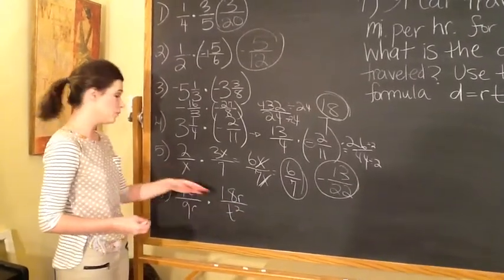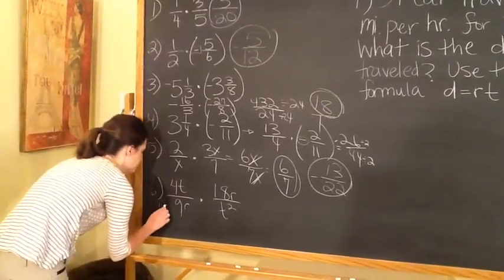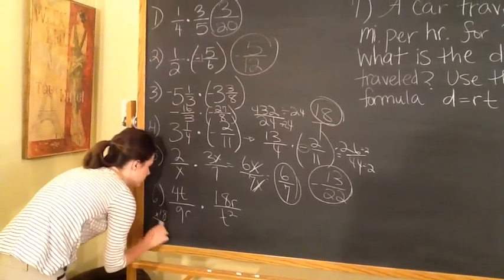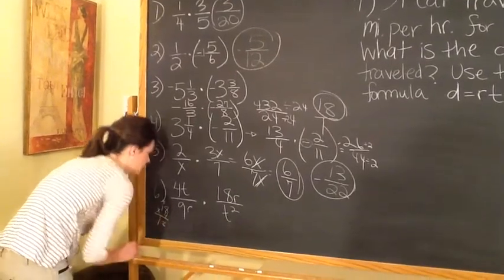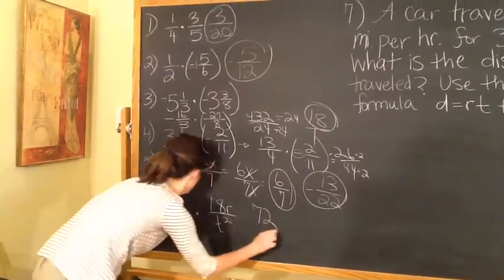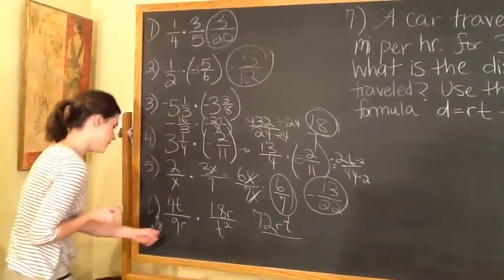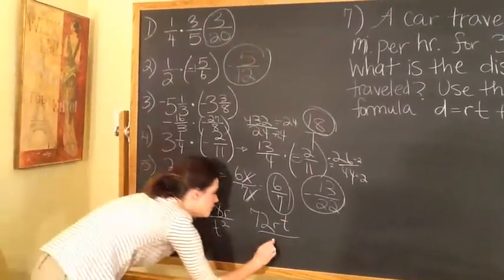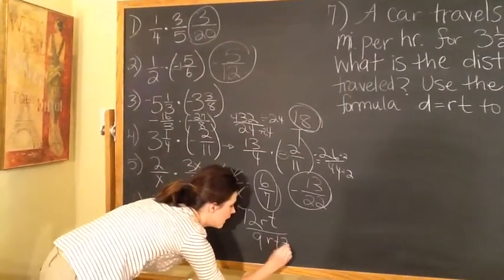So let's go ahead and multiply across and then simplify. So 4 times 18, let me do that over here real quick. So we have 32, and then we have 72 r times t over, then we have 9 times 1, which is going to give you 9. And then we're going to have r t squared.